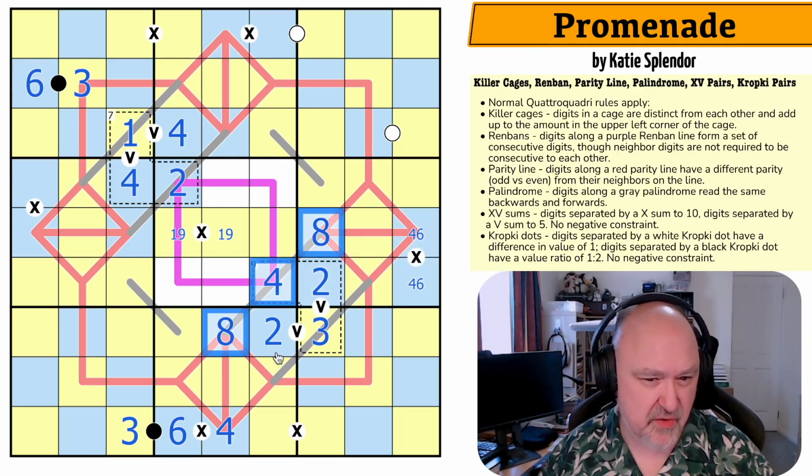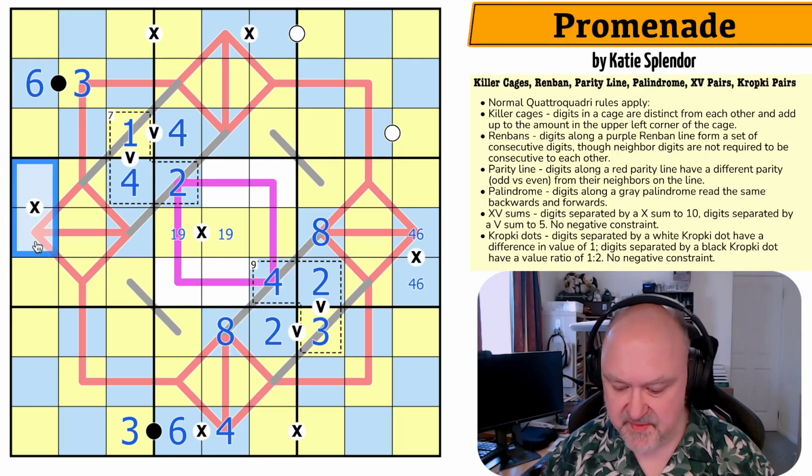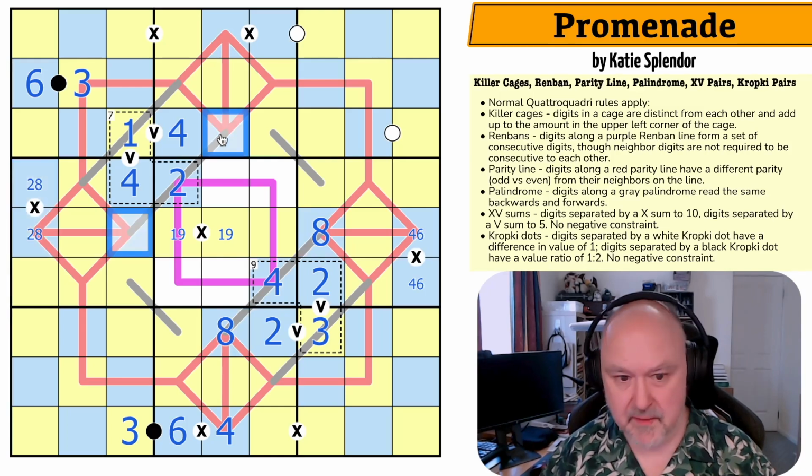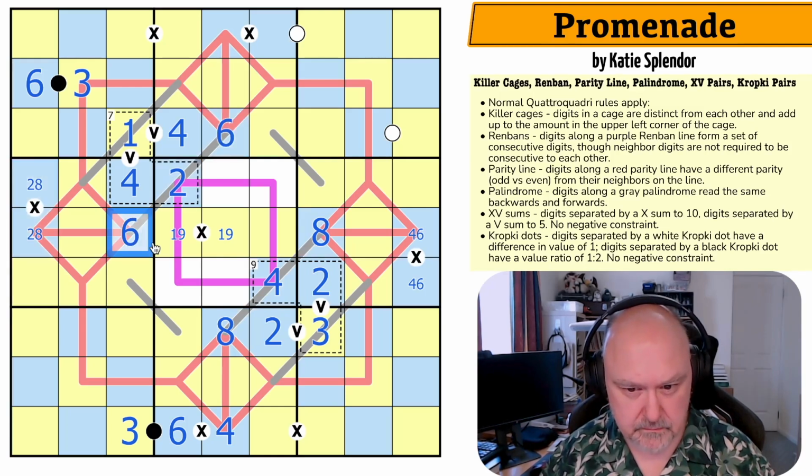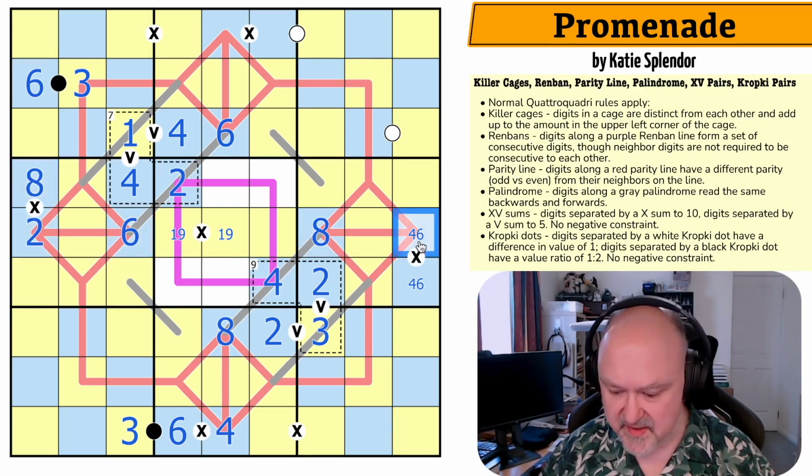Palindrome. This has to be a 2-8, so these both become 6 by palindrome. The 8 looks across, making that the 2 and that the 8. The 6 looks across, making that the 4 and that the 6.